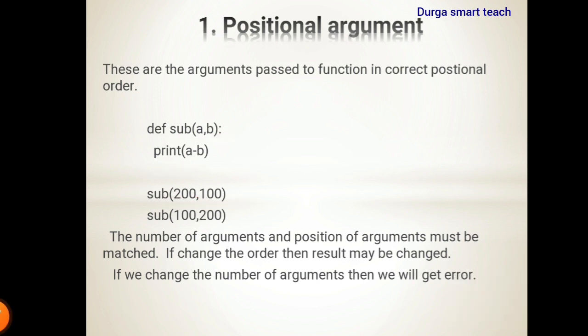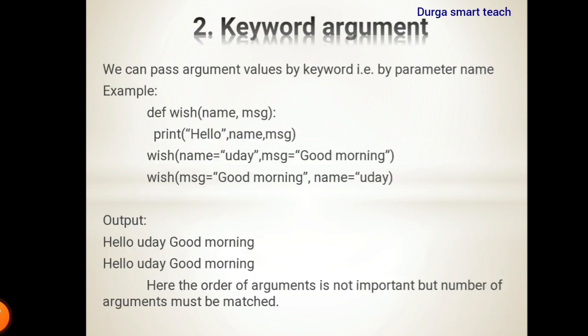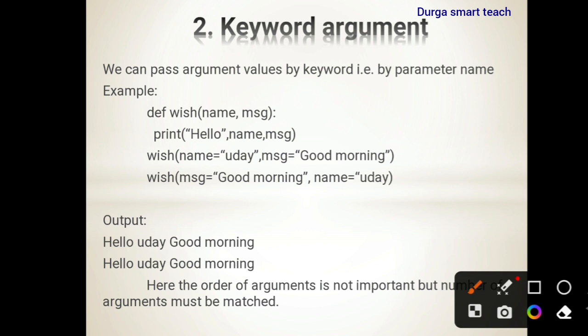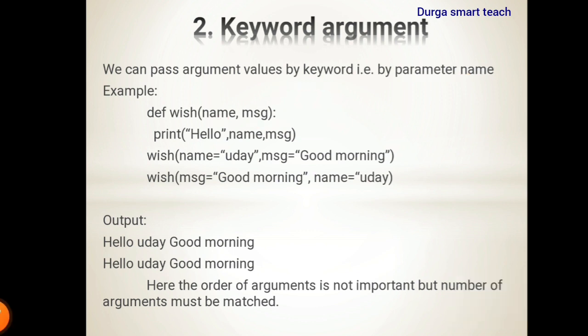Okay, so let's see the second one, which is keyword argument. Here we can pass the argument values by using keyword. Keyword is nothing but the parameter name. So here the parameter names are name and message. You can pass the values by using the parameter name. So let's see the example.